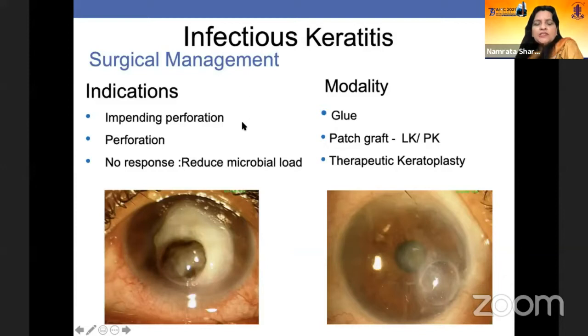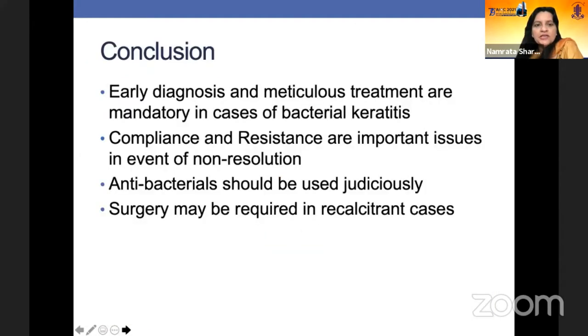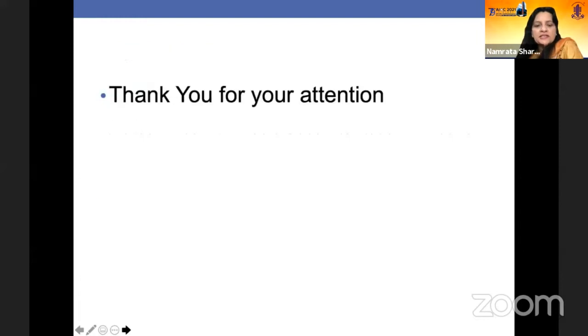Then the surgical management indications are impending perforation, and when there is no response, one should act to reduce the microbial load, and the modality could be glue, patch graft, or therapeutic keratoplasty, and I think we shall discuss this later. So early diagnosis and meticulous treatment are mandatory in cases of bacterial keratitis, and compliance and resistance are important issues in the event of non-resolution. Antibacterials should be used judiciously, and surgery may be required in recalcitrant cases.